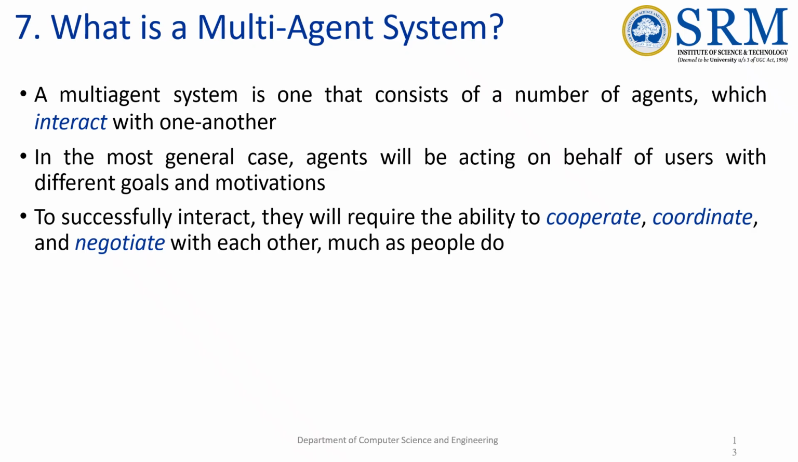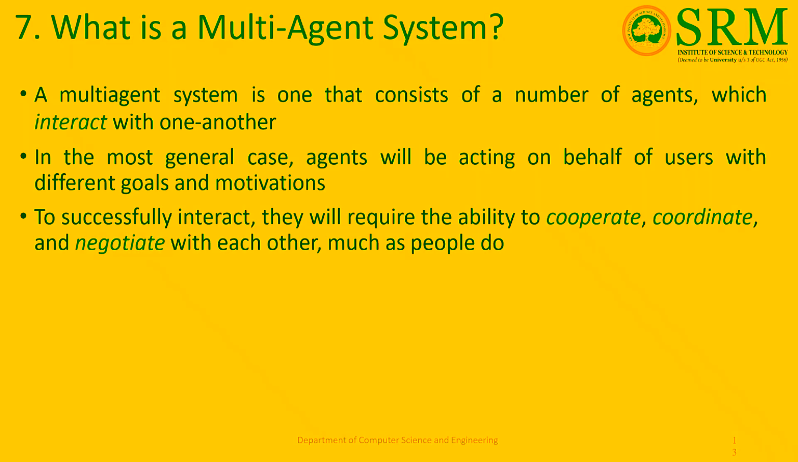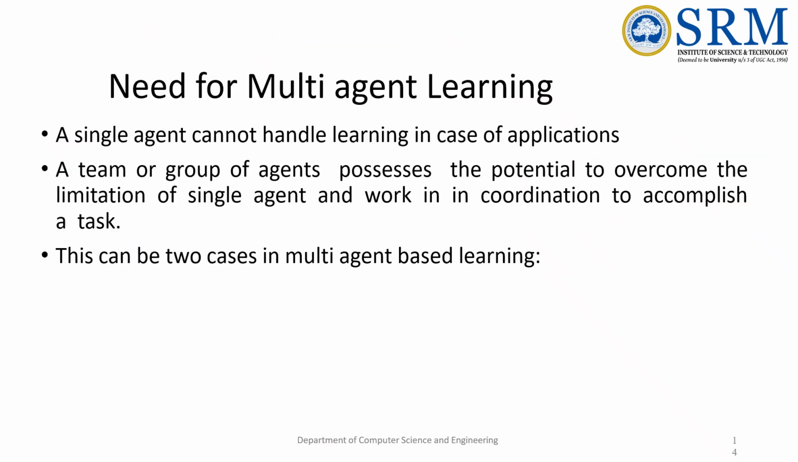Multi-agent learning works like this: observe the environment, choose an action, interact with the environment, receive rewards, learn and update strategies, and repeat. The types are cooperative learning, competitive learning, and mixed learning. In cooperative learning, agents work together with a common goal. In competitive learning, agents compete against each other. Mixed learning is a combination of cooperation and competition.